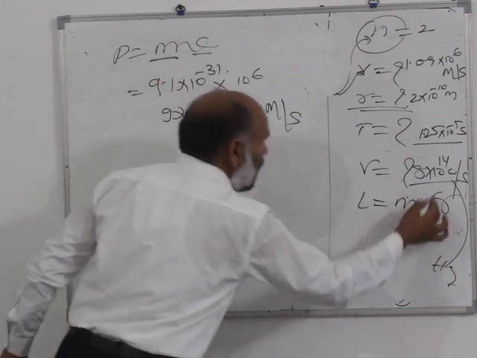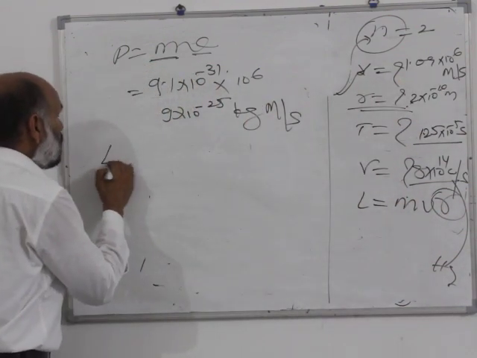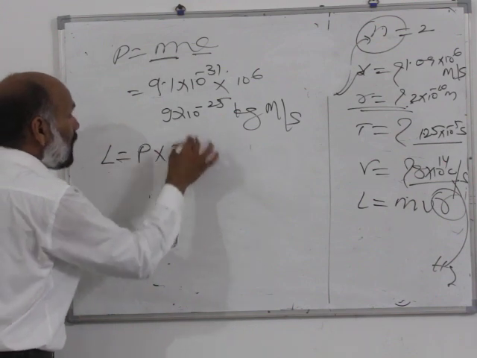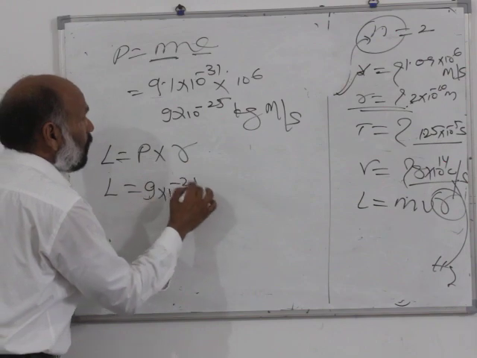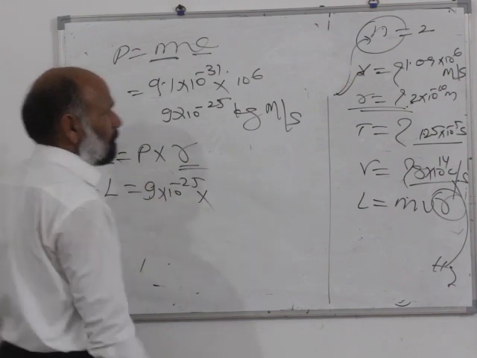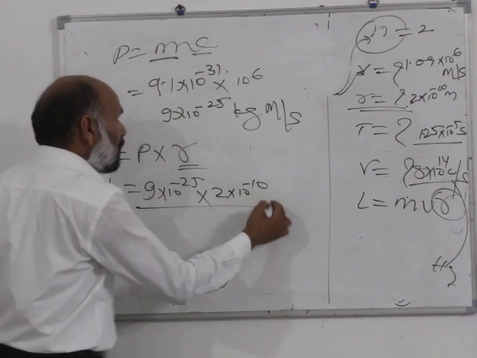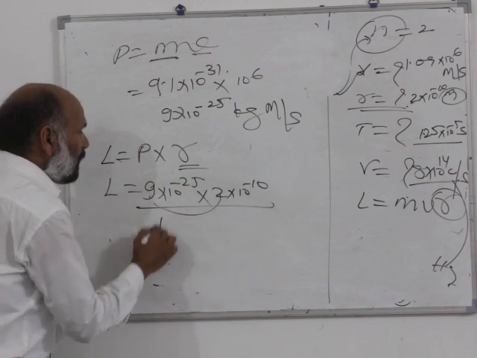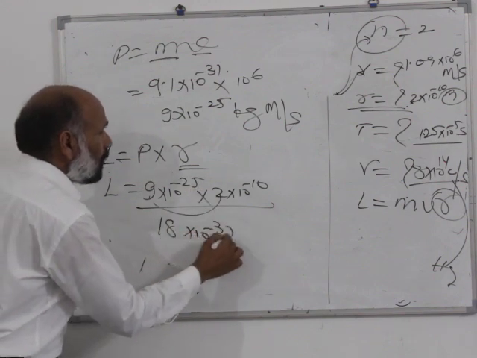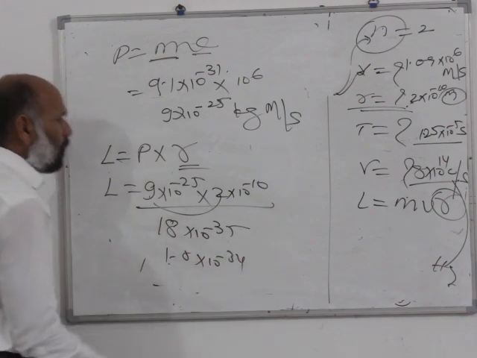Just multiply it with 0.529 or 2 into 10 to the power minus 10. So what is angular momentum? Linear momentum into radius. L equal to P, which is 9 into 10 to the power minus 25, and radius equal to 2 into 10 to the power minus 10. Here it is needed in meter. Okay, done. 18 into 10 to the power minus 35. 1.8 into 10 to the power minus 34.